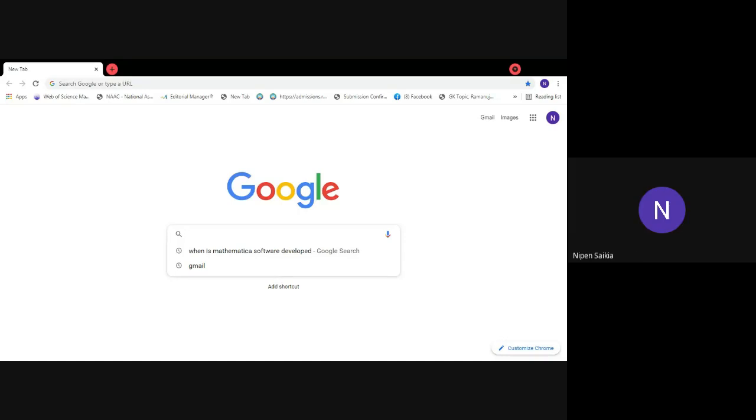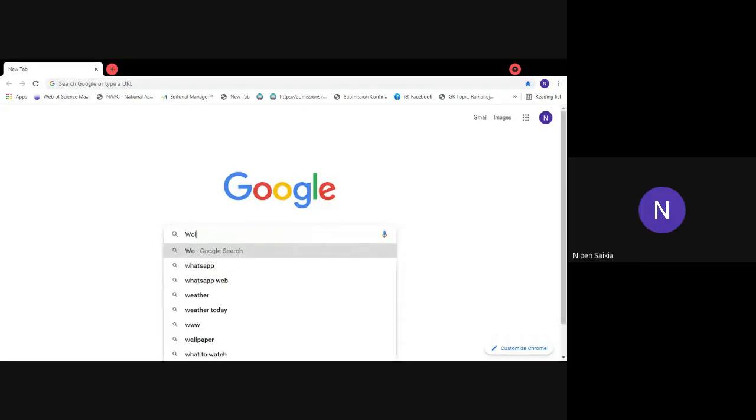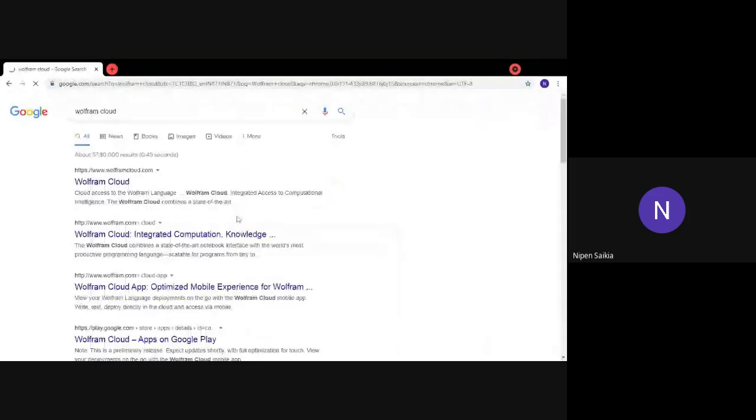I think we'll try to do it online. There is some issue with this one. I don't know what the problem is here. Can you see the Google now? Yes, sir. Okay, so we'll try to do it online. In Google, we'll go for Wolfram Cloud. Have you seen Wolfram Cloud here? Is it visible now? Yes, sir.